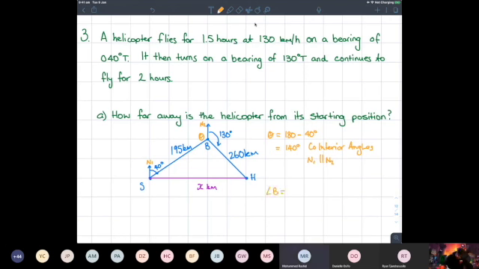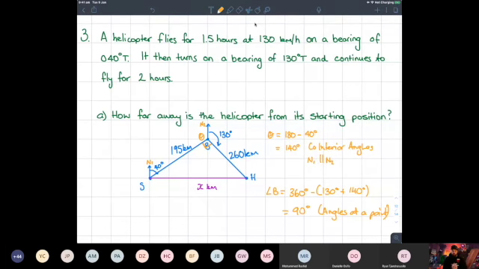Angle B is going to equal 360 minus 130 plus 140. And funny enough, that's going to be 90 because they are angles at a point. So Ethan, yes, B is 90 degrees. That makes life nice and easy.